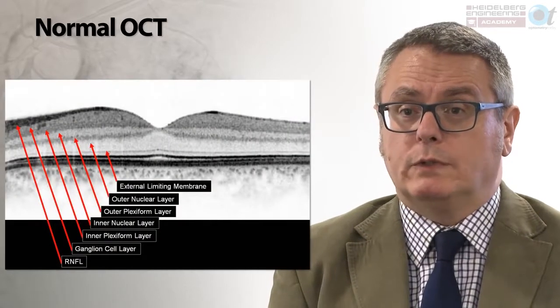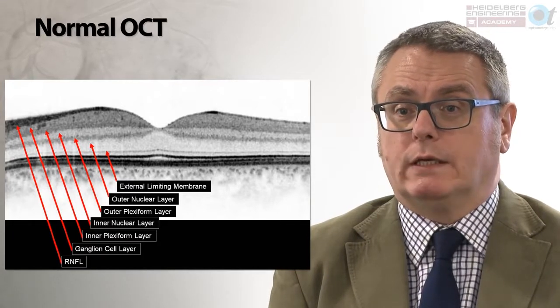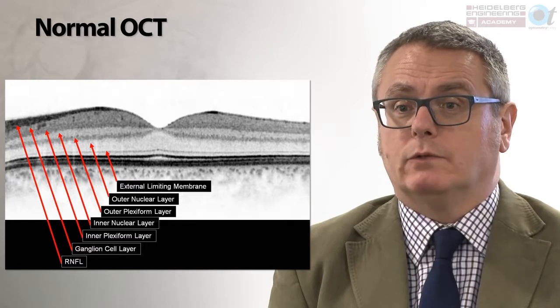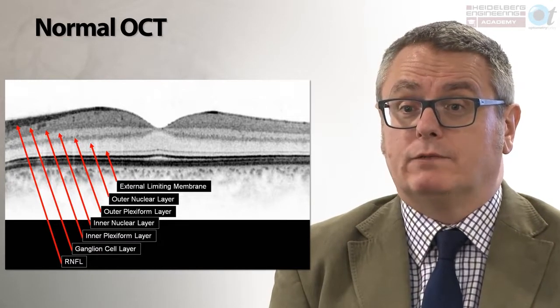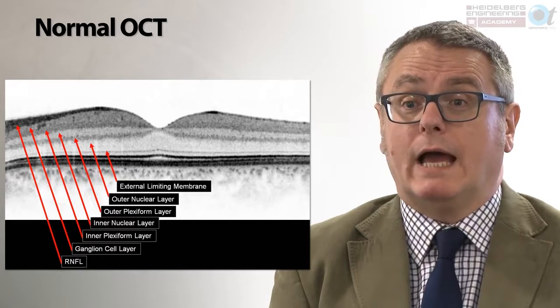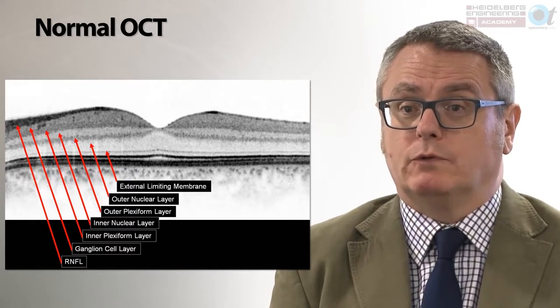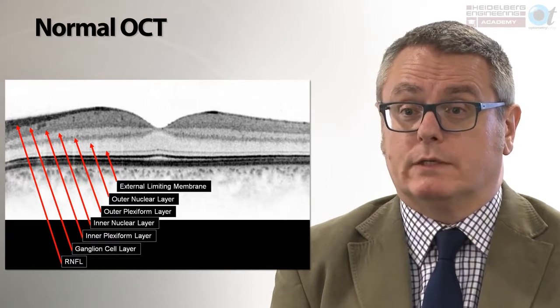There is good correlation between all OCT devices to what we're seeing in terms of inner retinal structure, going from the retinal nerve fibre layer through ganglion cell layer, inner plexiform, inner nuclear layer, outer plexiform, outer nuclear layer, and finally the external limiting membrane, which represents the apical aspect of the Muller cells.